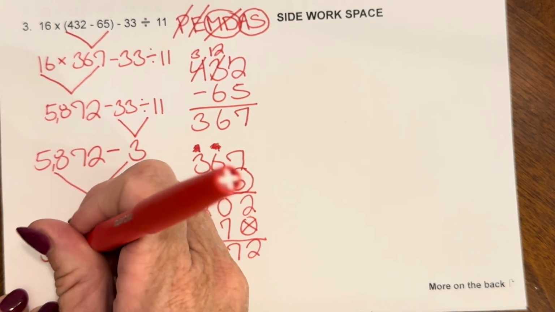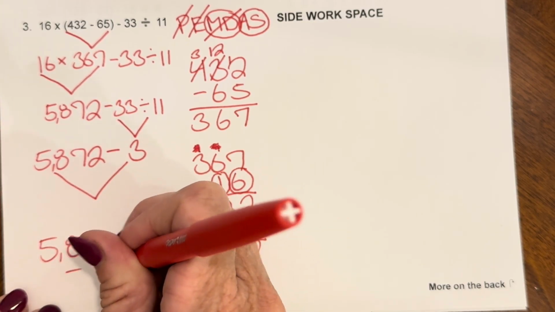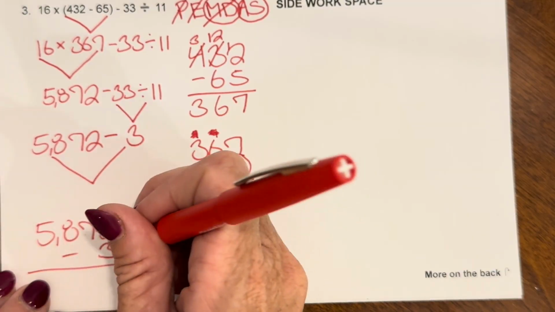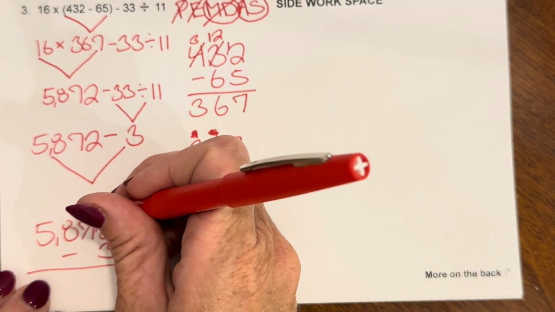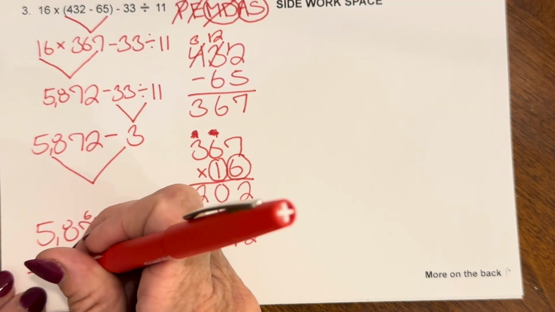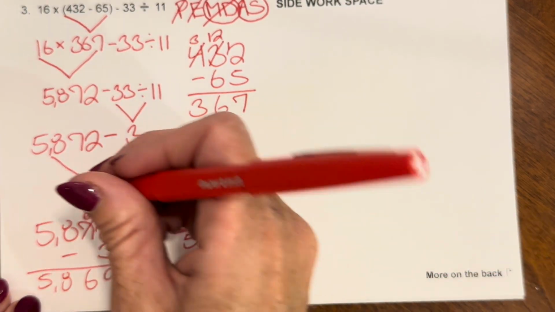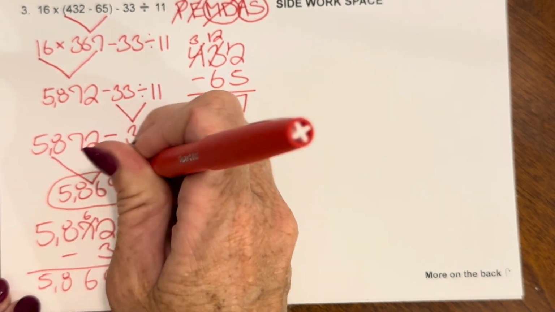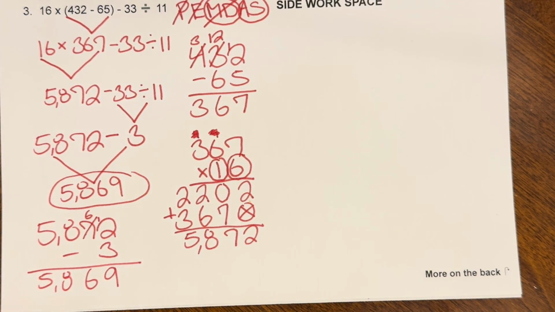So 5,872 subtract 3 is, 2 subtract 3 is impossible, so I'm going to regroup. 12 subtract 3 is 9. And my final answer then is 5,869. And that is my final answer following order of operations.